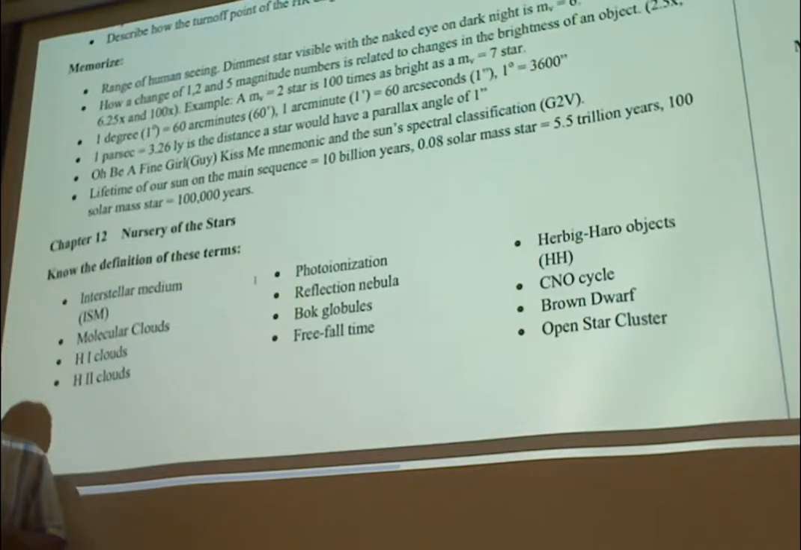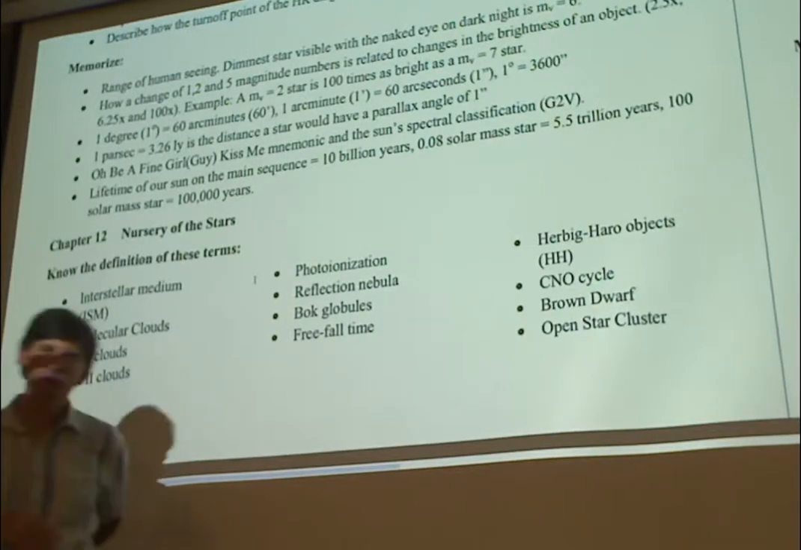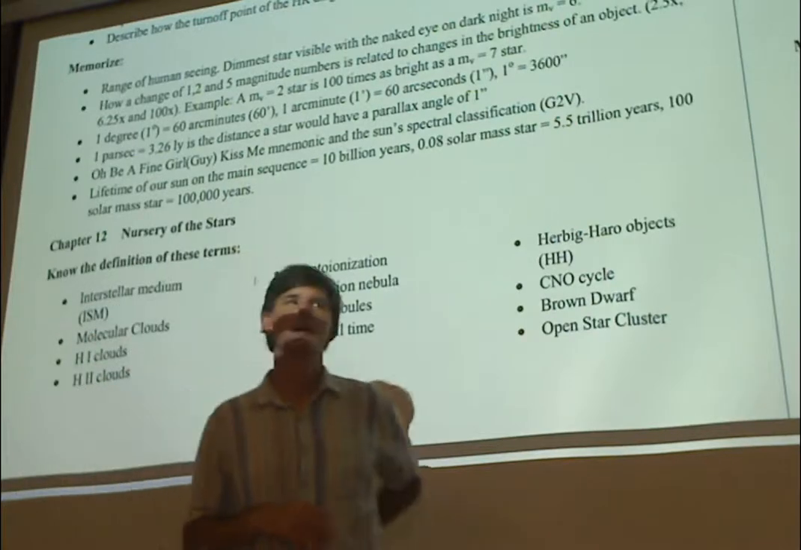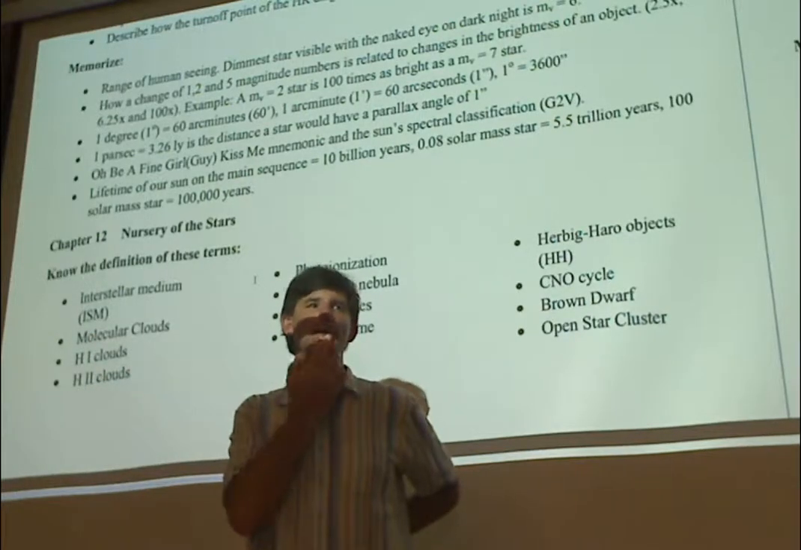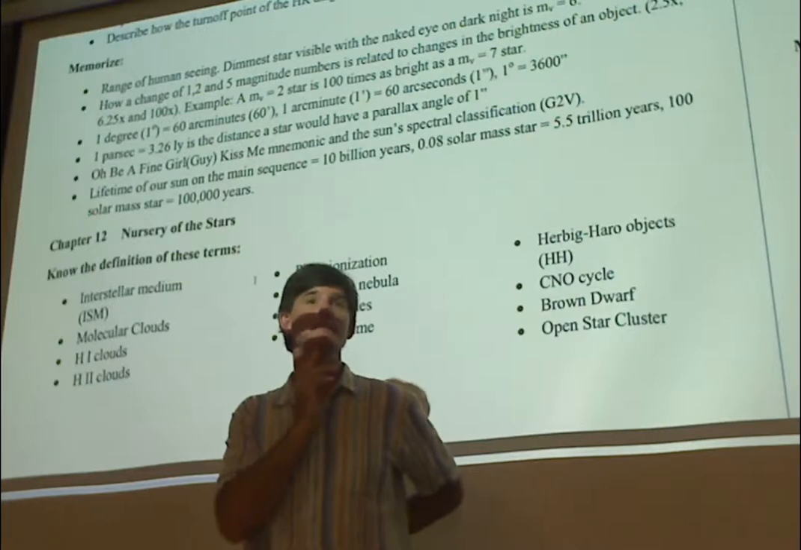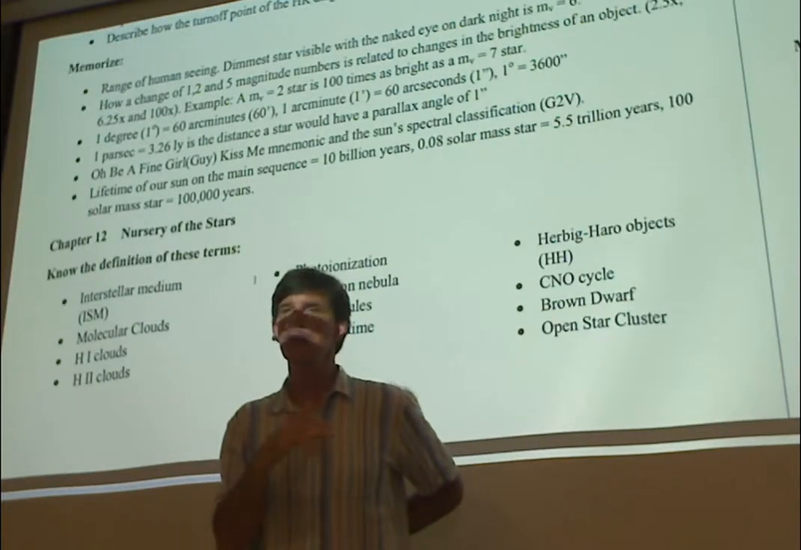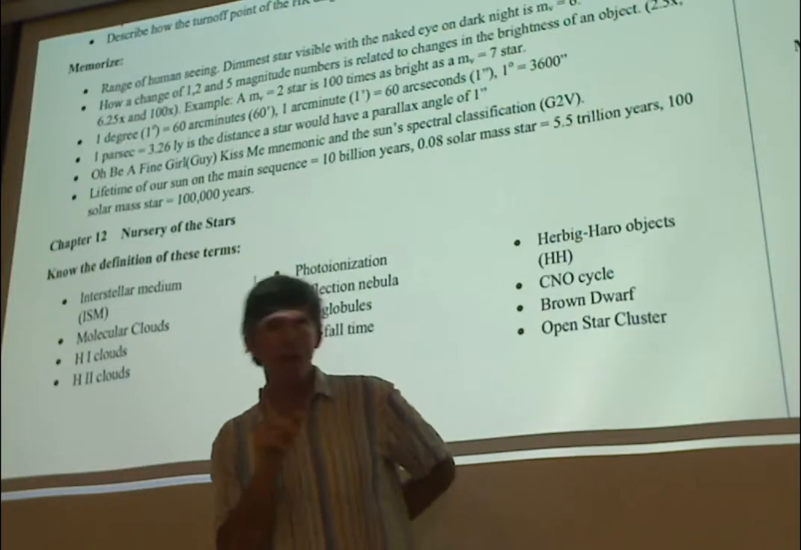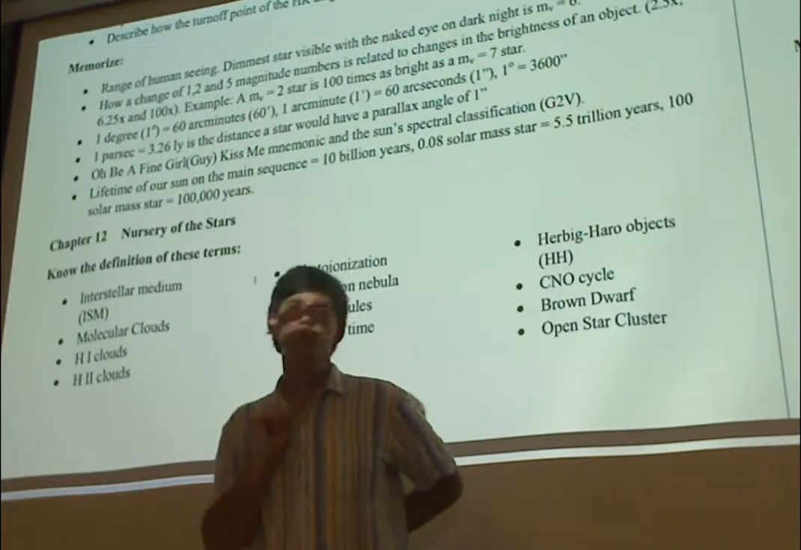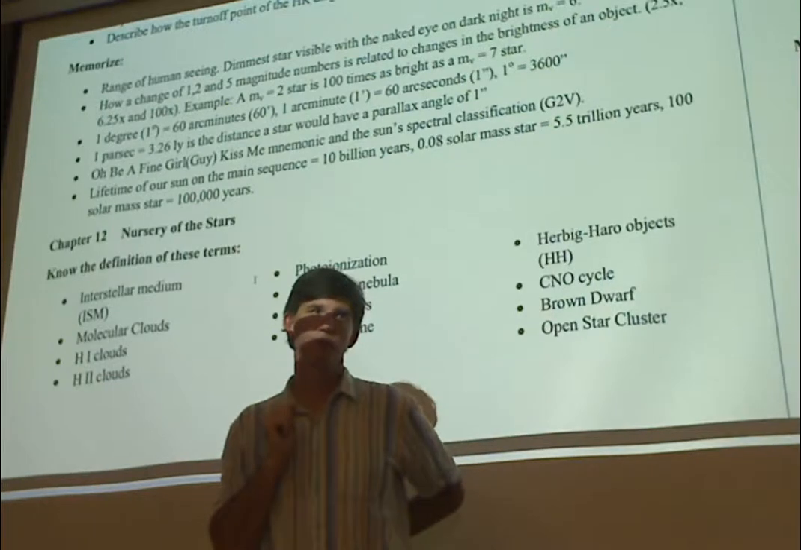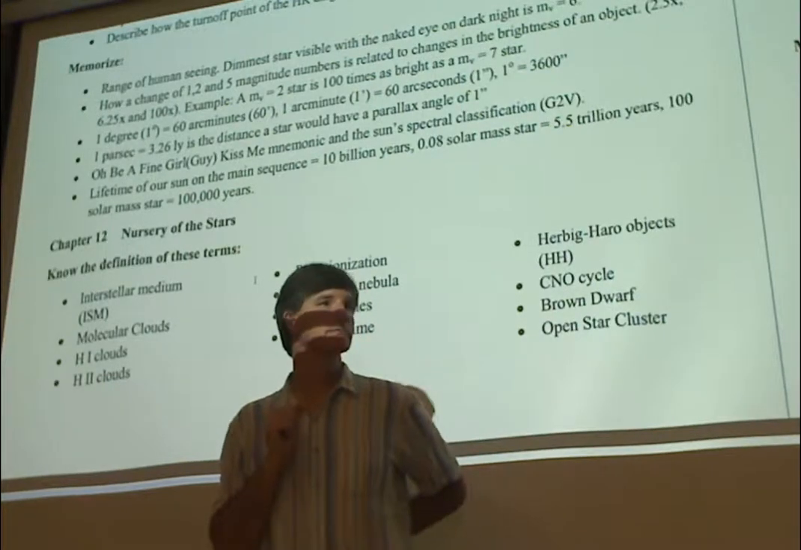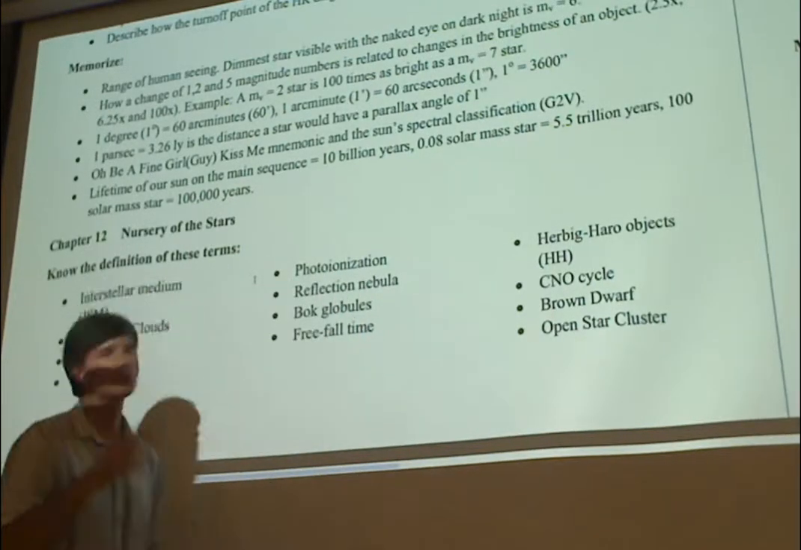And then the last one is a 5 magnitude number difference, right? What's 5 magnitude numbers brighter than a magnitude 2 star? Negative 3. Right? Negative 3 is 5 steps below a 2. How much brighter is a negative 3 magnitude object than a 2 magnitude object? 100 times brighter. Okay, so 100 times brighter. So those are the numbers you're supposed to memorize.